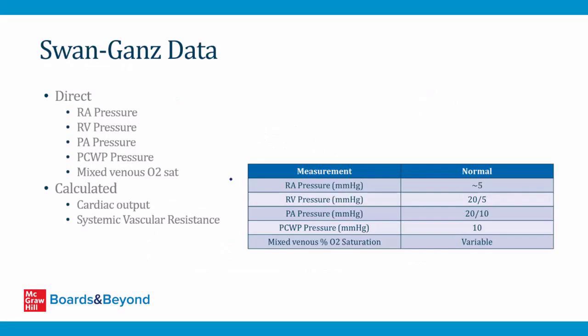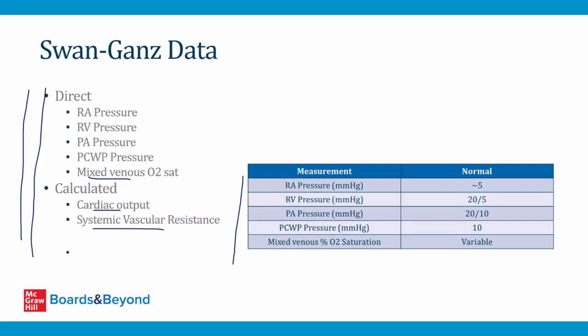So now we've got a full table of all the information we can get from a Swan-Ganz catheter here. We can get all the pressures I showed you before. We can get the mixed venous sat. And then from that, we can calculate the cardiac output and the systemic vascular resistance. Why am I going through all this math with you and telling you all these things? The reason I'm doing this is because all of these values here we're going to use to determine a patient's cause of shock.